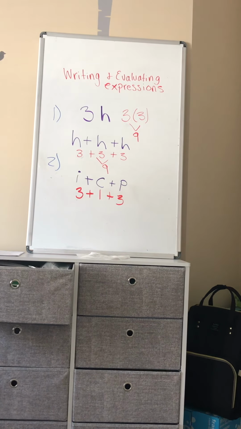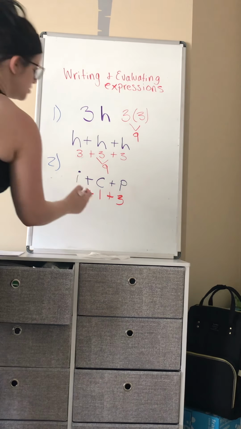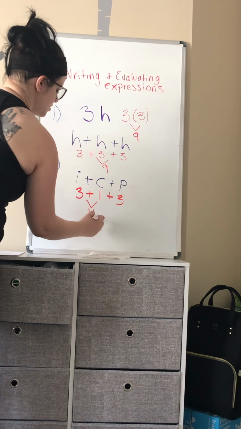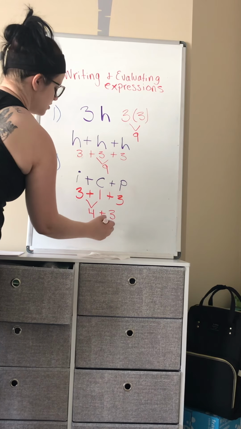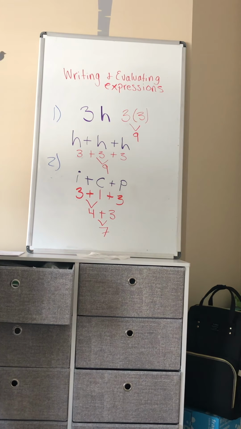3 plus 1 is 4. 4 plus 3 is 7. So the total bill for Mr. Stanley would be $7.